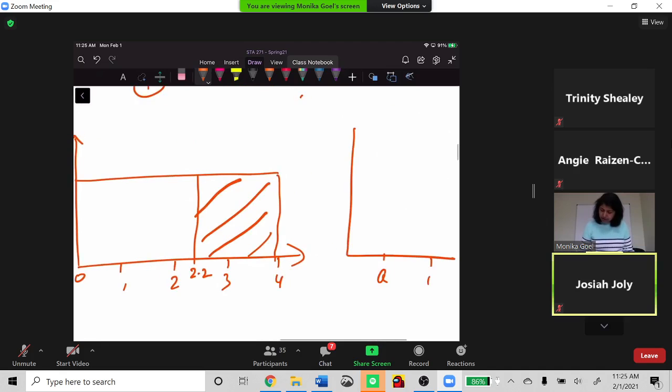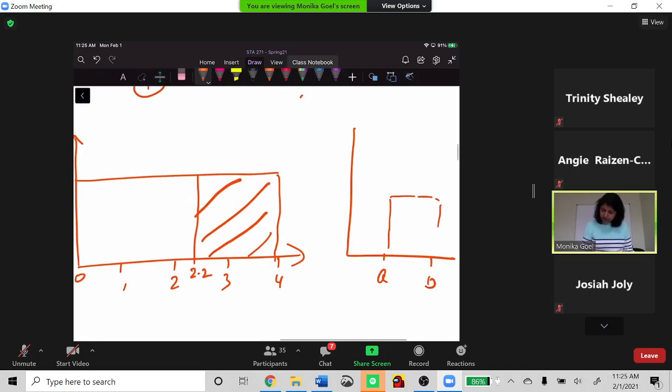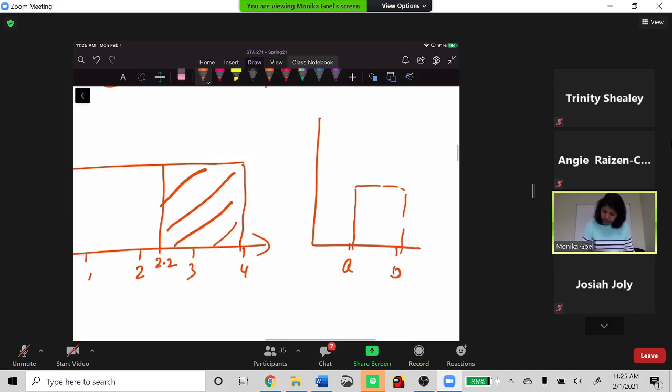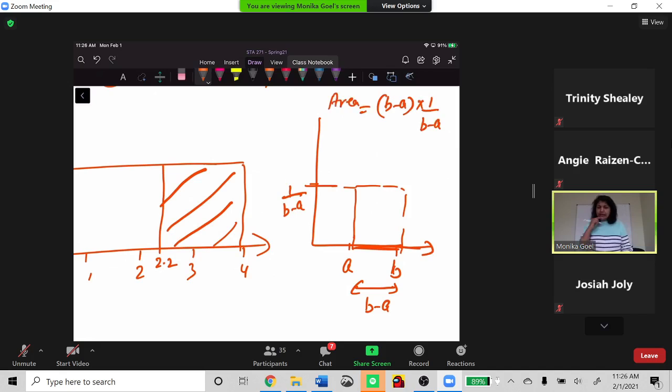Let's say I have A and B, and this is my density curve. So this width will be B minus A, that's what I'm doing, right? To find the length, this will be 1/(B minus A). And when I multiply B minus A times 1/(B minus A), that will give me the area. So again, B and A can be anything. As long as I know my width, I can find my length depending upon what I'm looking for.